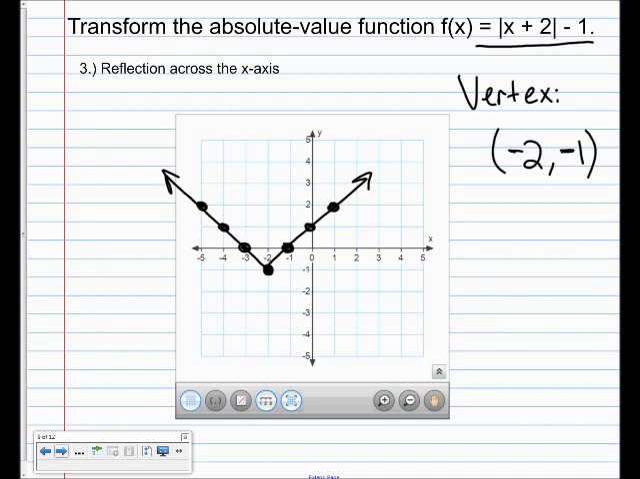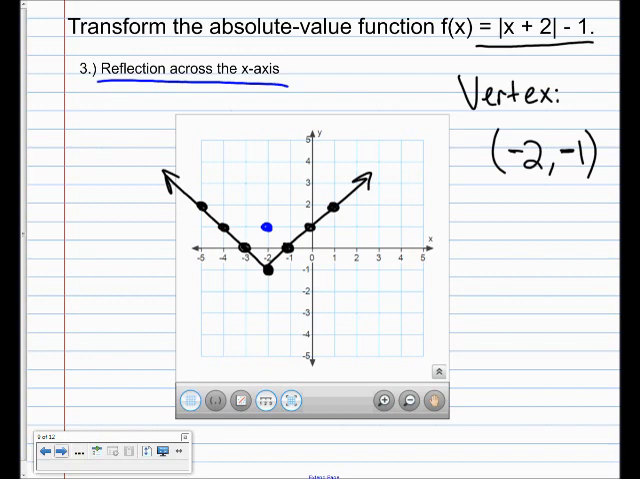Now they want me to do something with that function. They want me to reflect it across the x-axis. So to graph that reflection, the way I teach students is, pick any point you want. I'm going to start with my vertex. How far away is that from the x-axis? It's 1 unit. So to reflect it, I go 1 unit on the other side. There's my new vertex.